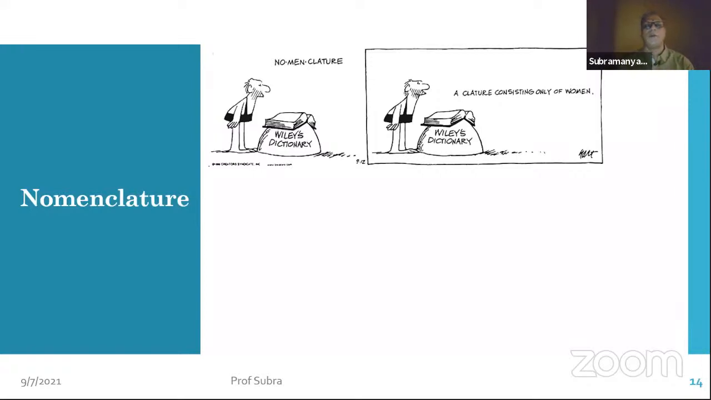If you split the word nomenclature, it can be misunderstood as nomen-culture. Of course, that is not the meaning of nomenclature.